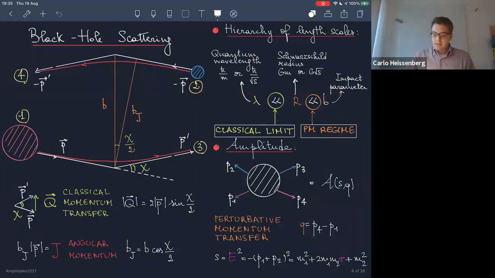The idea is that we want to extract information from the fundamental object, which is the amplitude, in this case this 2-to-2 amplitude depicted here, expressed as a function of the Mandelstam invariant S and the momentum transfer Q. Let me emphasize that this momentum transfer small q, let me distinguish it from the other one by calling it perturbative, will hopefully soon make apparent what the difference is with this classical momentum transfer.